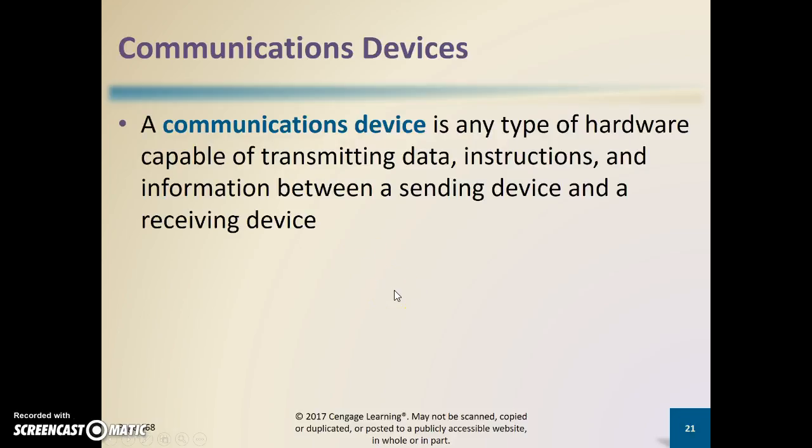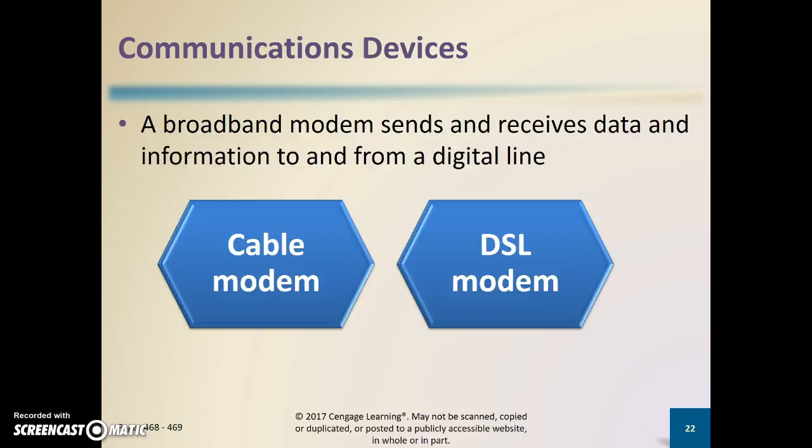So a communications device is any type of hardware capable of transmitting data, instructions, and information between a sending device and a receiving device. So a broadband modem sends and receives data and information to and from a digital line. So we have your cable modem, which we kind of already discussed, that could be provided by your local cable company, and then your DSL or digital subscriber line that can be either through satellite or a phone line.